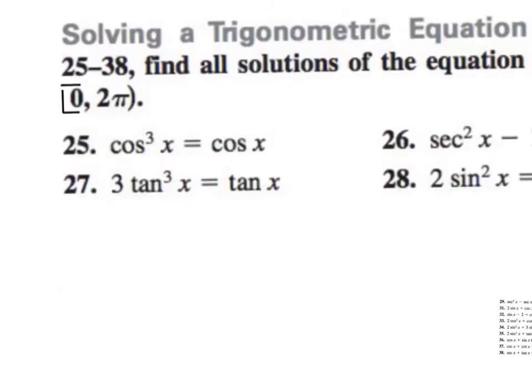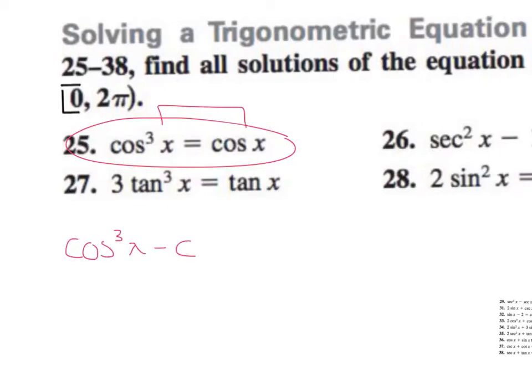Alright, so let's take a look at number 25. So when I'm solving this particular problem, I want to bring cosine to the same side. Because these are the same, I'm going to bring cosine to the left. So I'm going to subtract cosine from both sides. And when I do that, I can go ahead and factor out a cosine.